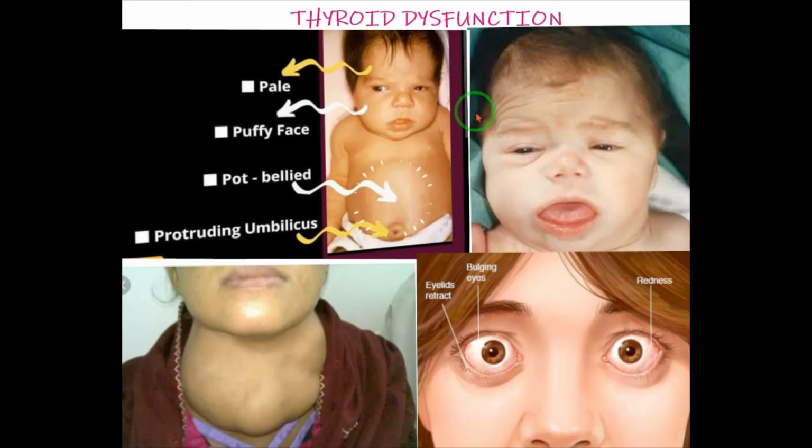Then the third disease is known as myxedema. Myxedema is the third disease. It is also caused by the deficiency of thyroid hormones in adults.